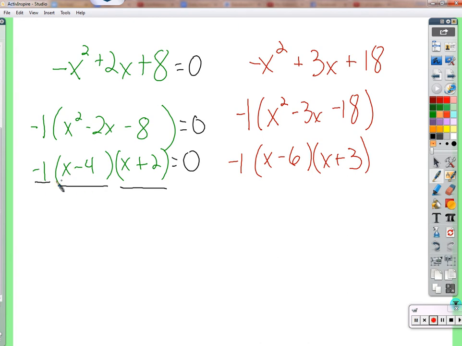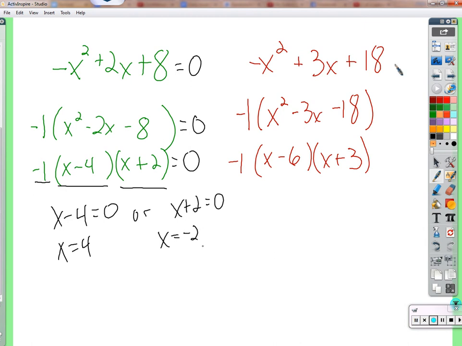But could x minus 4 be 0? Given the right x, yes, it could. See how negative 1 doesn't have an x, so there's nothing we can do about negative 1 being negative 1. It's just always negative 1. So x minus 4 is equal to 0, maybe, or x plus 2 is equal to 0. That's all the possibilities. x equals 4, or x equals negative 2.